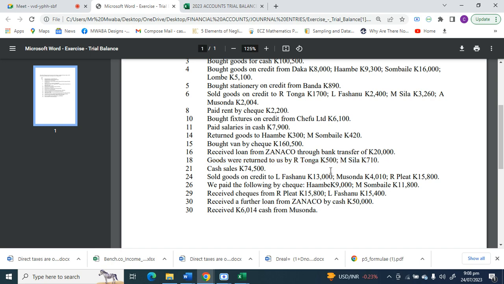Then R. Tonga and M. Sila, they are our receivables. They are our assets. Now, since they've returned goods, the money they're owing us has reduced. Reduction in a receivable. So a receivable is an asset, and a reduction in an asset, you credit. So you debit return inwards and you credit R. Tonga 500. Then you debit return inwards 710, then you credit M. Sila 710.